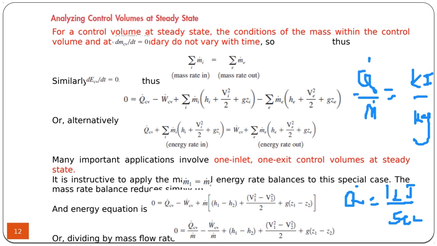And w dot divided by m is the small case w. And you have the differences of enthalpy, kinetic energy, and potential energy. This is called the steady state energy equation for an open system.